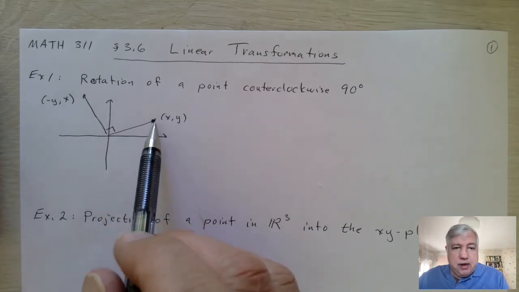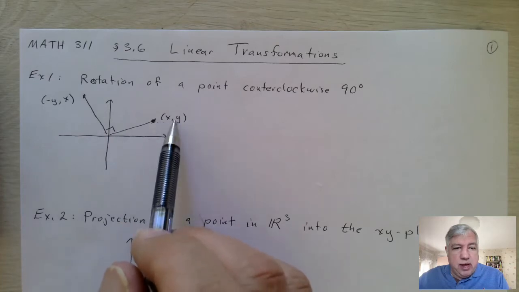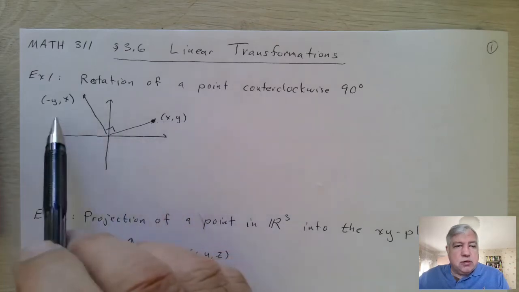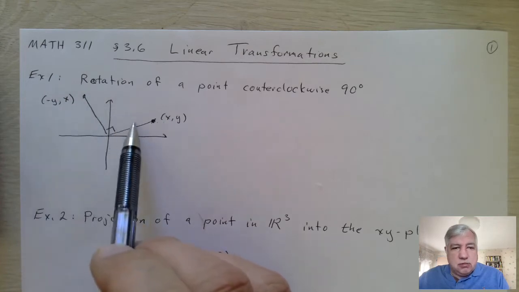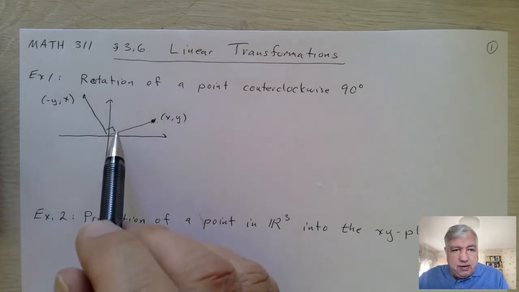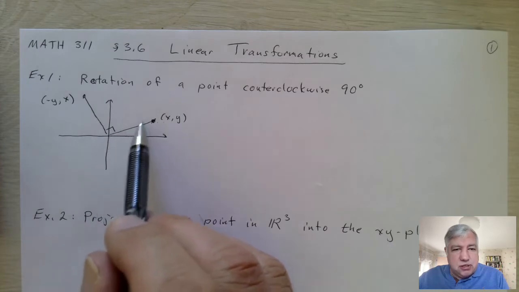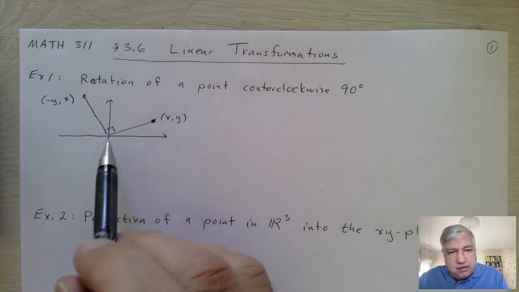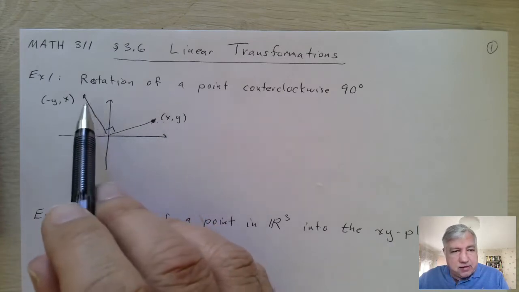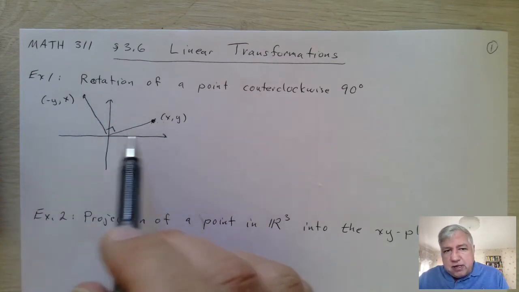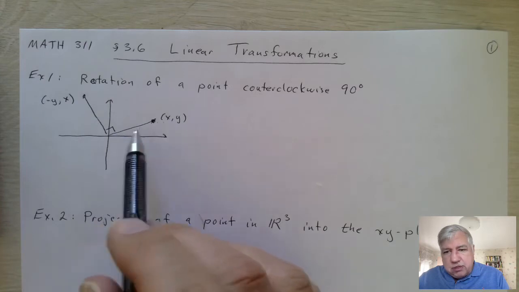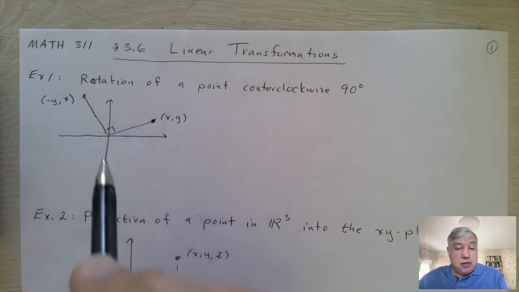If you remember, if we take the point (x, y), interchange the coordinates and multiply the y by -1, that corresponds to a rotation through 90 degrees. And if you're not quite sure about this, consider the vector (x, y) and the vector (-y, x). If you take the dot product, you get 0. So those vectors are orthogonal, or perpendicular to each other. So this is 90 degrees.